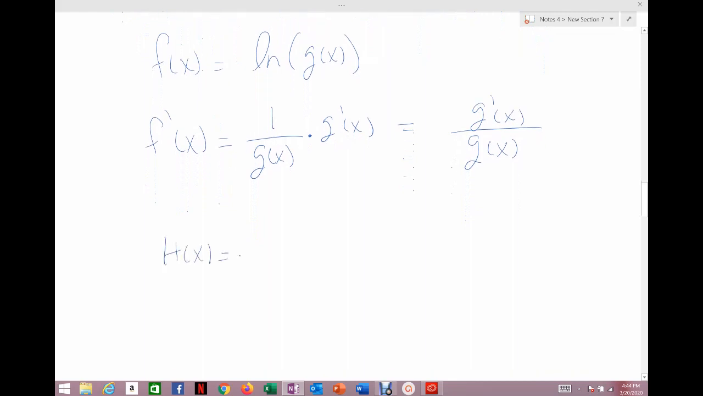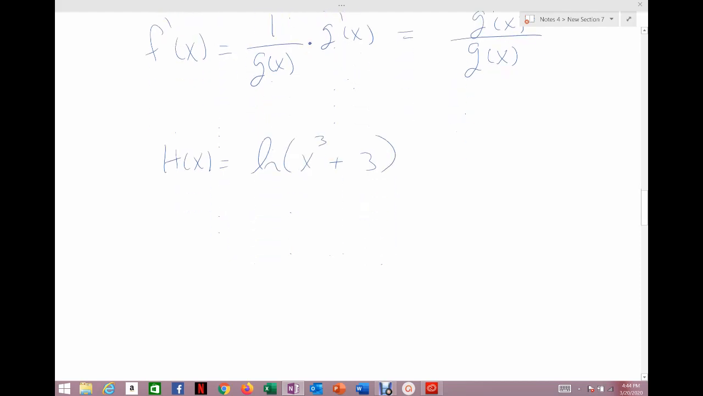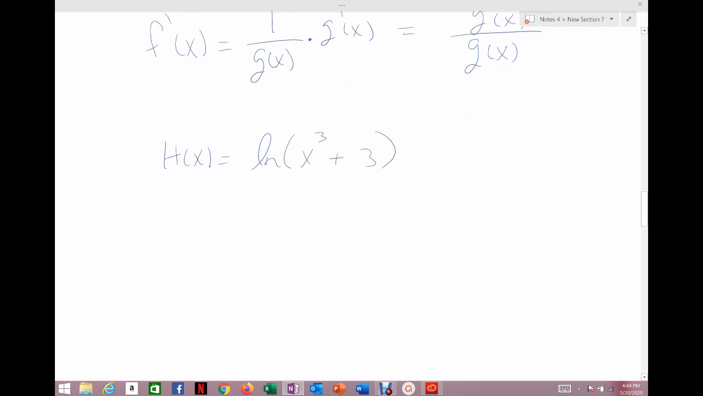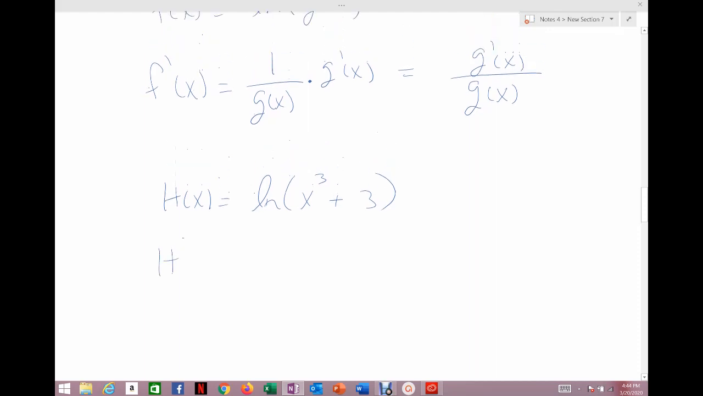All right, so suppose I have the natural log of x cubed plus 3. Right? So natural log is the outside function, the cube is the inside function, and so it follows this rule. When I take the derivative of this h of x, it's 1 over what's inside without changing it, so it's 1 over x cubed plus 3, but I'm not done yet. It's now the derivative of the inside, which is 3 times x to the second, and then we usually rewrite it as a single fraction. So 3 times x squared over x cubed plus 3, and nothing simplifies.